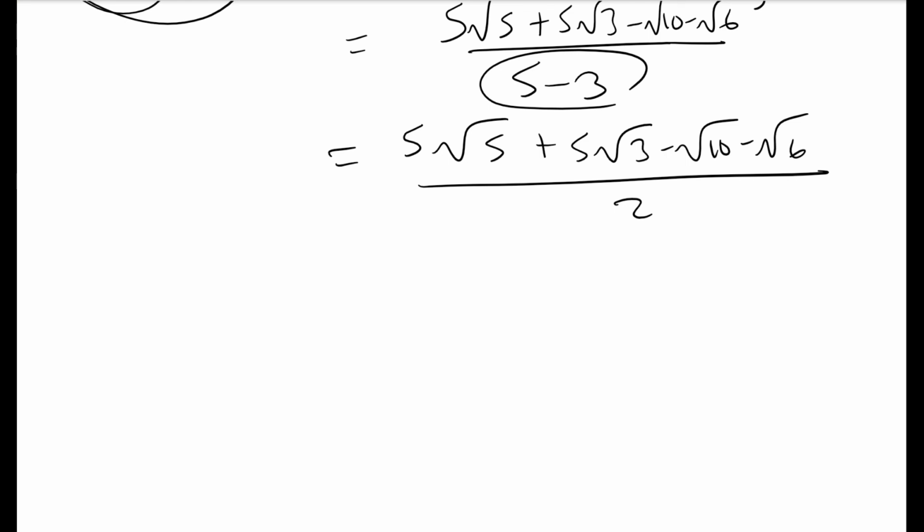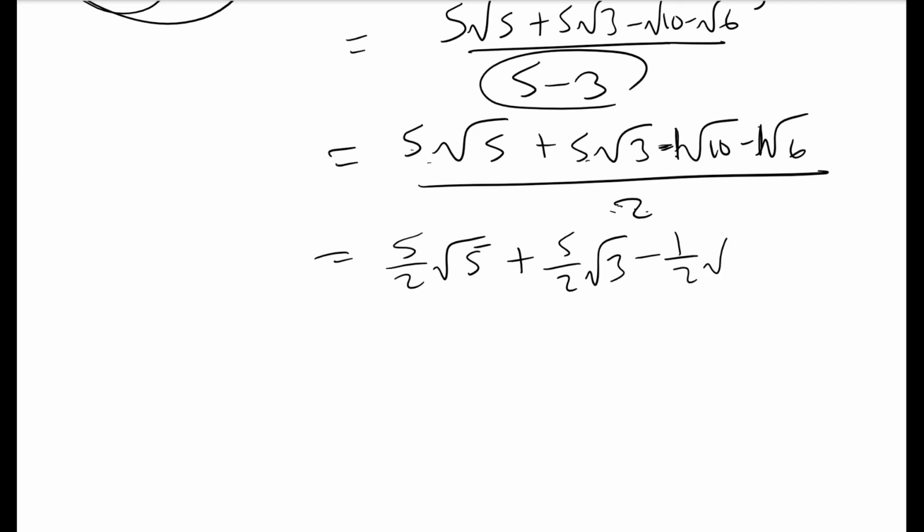So now we're going to distribute the 2 to everything here. So we're going to do 5 divided by 2, 5 divided by 2, and then there's an invisible 1 here divided by 2, and there's an invisible 1 here divided by 2. So I'm just going to write this as 5 halves square root of 5 plus 5 halves square root of 3 minus 1 half square root of 10 minus 1 half square root of 6.